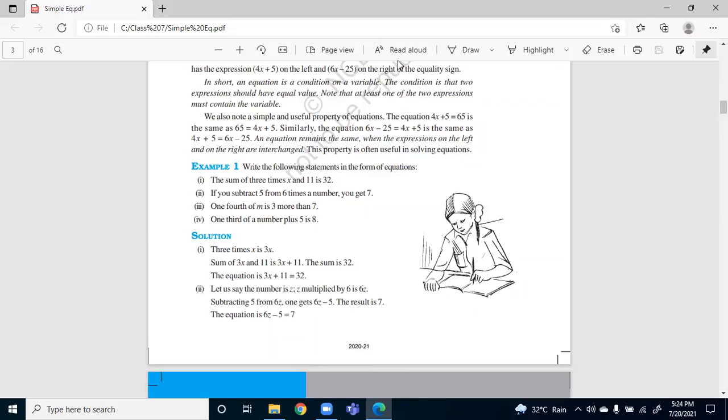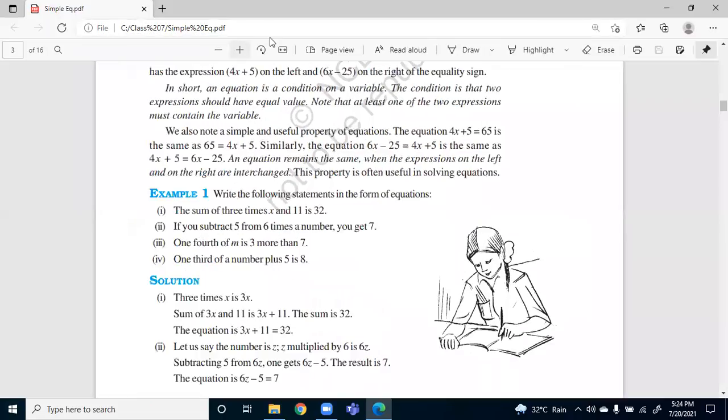So if we start from question number 1, please open your copy. We will be starting from example number 1 itself. Rakshita, you also open your copy and pen. Yes, ma'am, I have. Okay, so we will be starting with example number 1. Write the following statements in the form of equation.